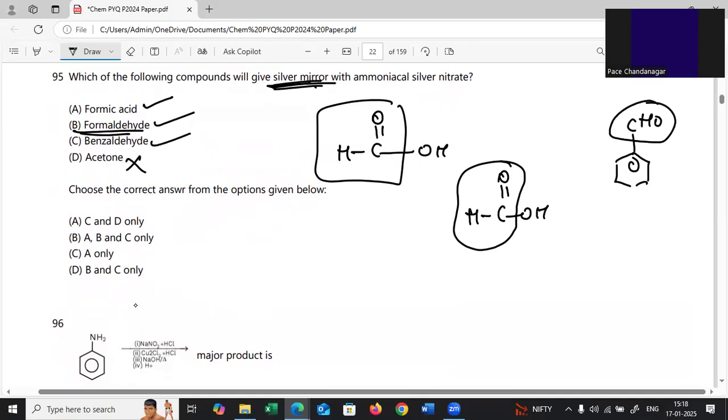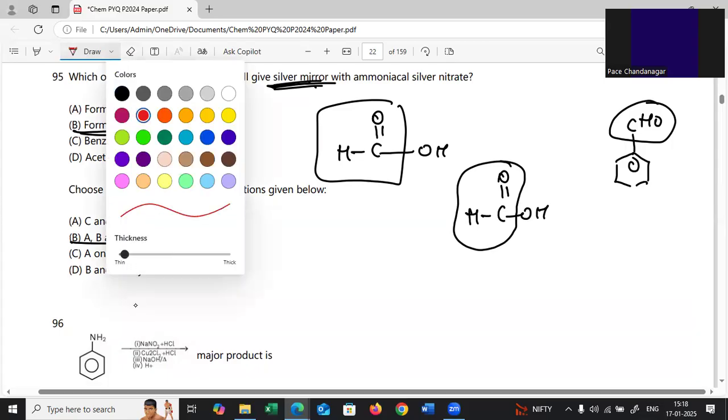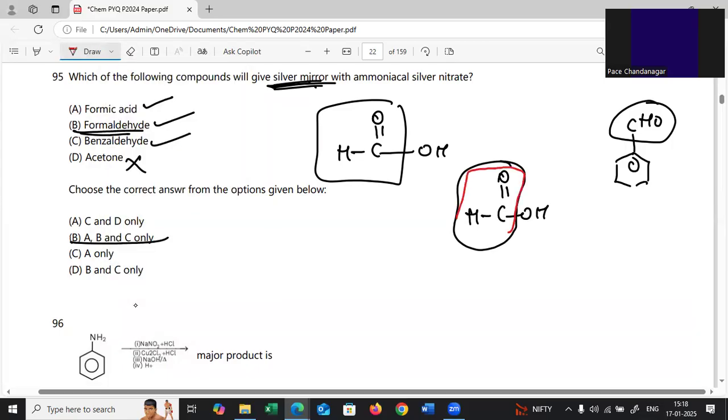Acetone does not show it. A, B, C. So HCHO, the CHO group wherever it appears, that will show, aldehyde will show your silver mirror test. Remember that. Although it is aldehyde, your formic acid also shows the test because you can see this HCHO group here also. That's the reason. So formic acid also will be showing, A, B, C only will be showing this.